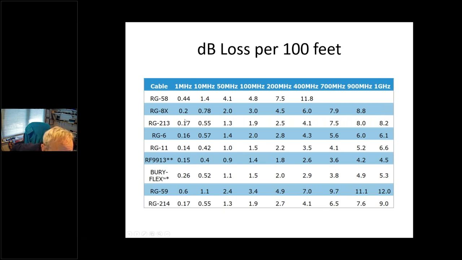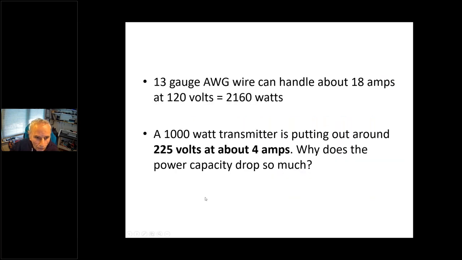If you were to buy, for example, RG8X, which is what my club did, in the 30 megahertz range, well, it's not so bad. But look what happens if we were using that in a 400 megahertz range. 6 dB, that is one quarter of my power. If I'm putting out 100 watts, I'm down to one quarter, 25 watts. Do I want to be there? And the answer is basically no.